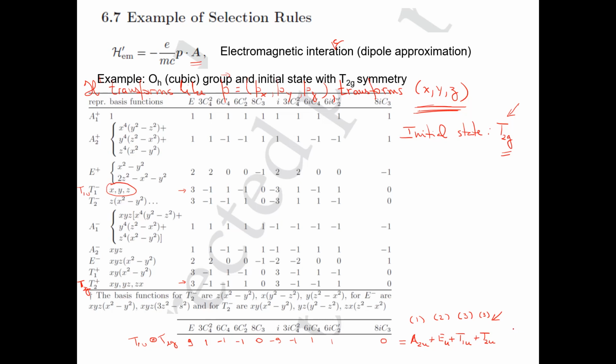Again, this is another very general result. Since the momentum transforms like a vector, which is odd under inversion, it will always couple initial and final states with opposite symmetry. So if the initial state is even, the final state is odd. If the initial state is odd, the final states are even. Okay?